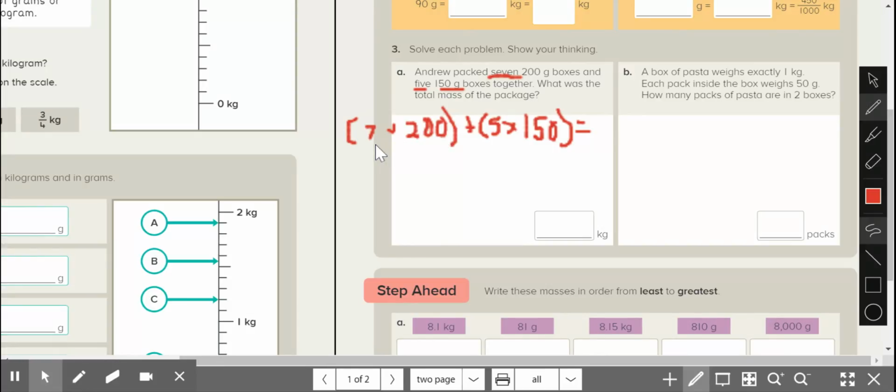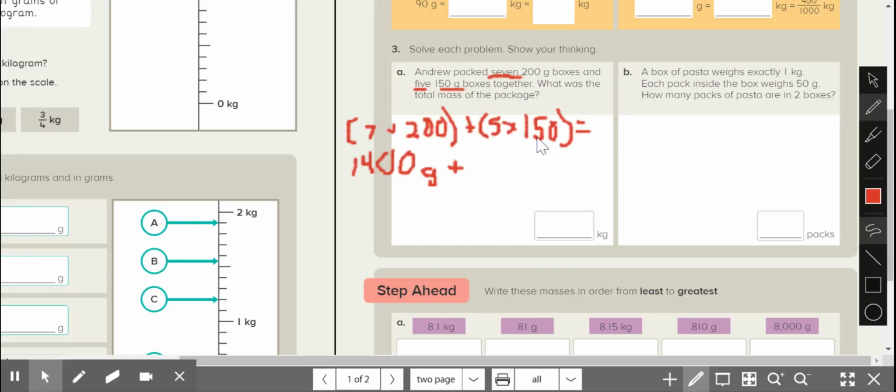My next step is going to be multiplying 7 times 200. All I really want to do first is take 7 times 2. If I take 7 times 2, I get 14. And then I'm going to bring those zeros back into play. I'm going to put 0 here and a 0 there. So 7 groups of 200 gives us 1,400. I'm going to go ahead and write the gram. I'm afraid I'm going to forget that here before I'm done.